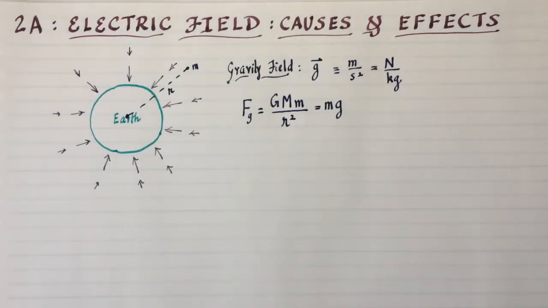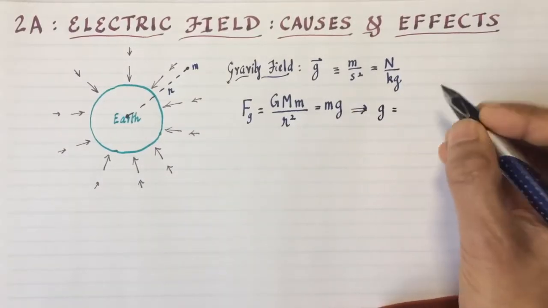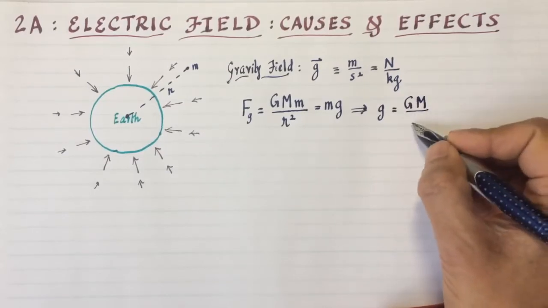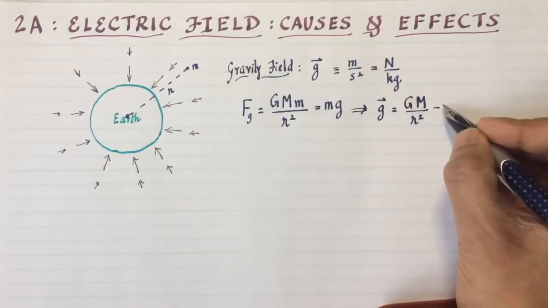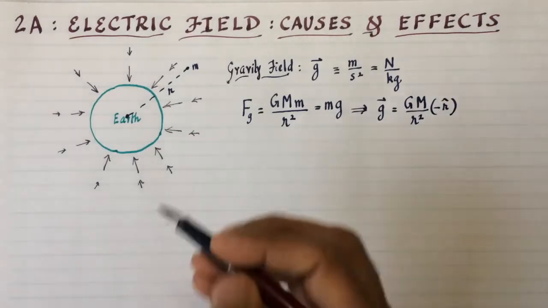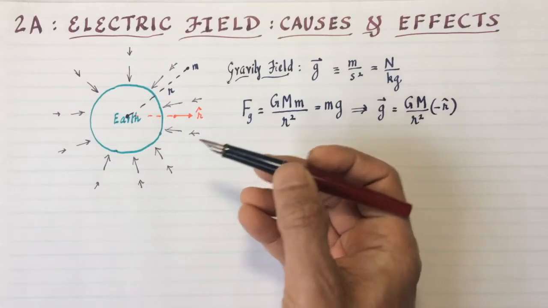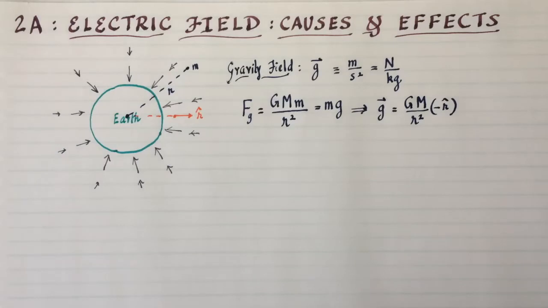If you look at this expression, you find that the little m cancels out on both sides, and I end up getting an expression for the gravitational field of the Earth. It is GM over r squared, and if you want to make this a vector expression, all you've got to do is put a vector sign like that. Remember our convention, r hat is the radially outward unit vector. So negative r hat is a way of saying that gravity always points inward and you always tend to fall toward the Earth's surface. So that's the gravitational field of the Earth.